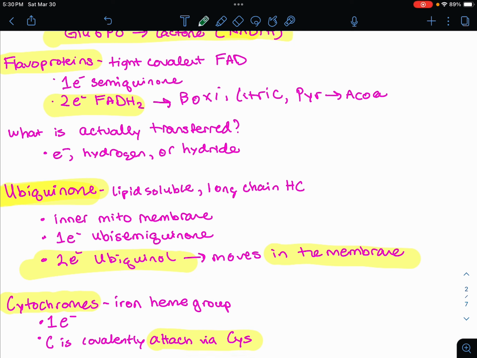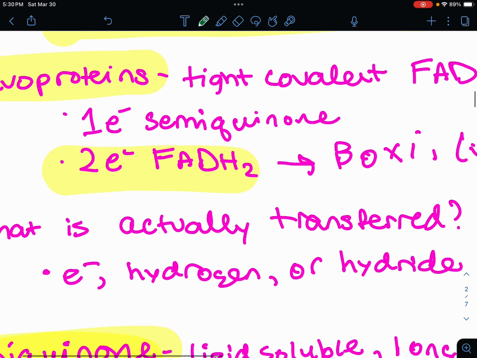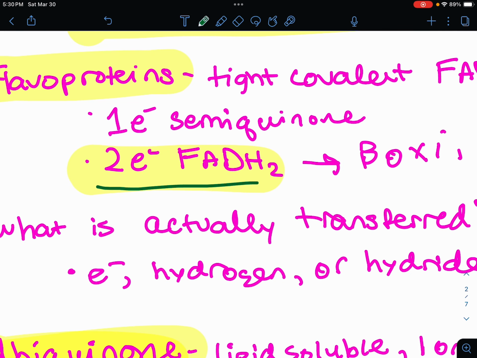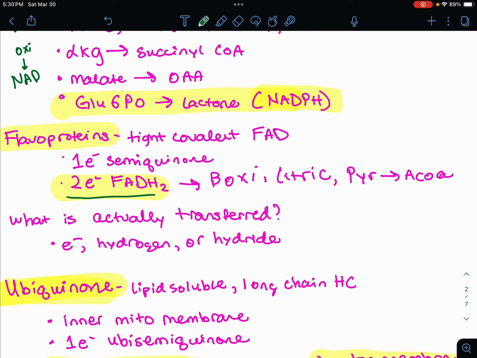Okay, let's talk about the flavoproteins. Flavoproteins are tightly, covalently bound flavin nucleotides, and this will accept either 1 electron. So if it's accepting 1 electron, this is where we get the semiquinone. And then if it's accepting 2 electrons, for purposes of the class, she wanted us to just focus that it's accepting 2 electrons. This is where we get something like FADH2. And we get this from beta oxidation, the citric acid cycle, or again, pyruvate becoming acetyl-CoA. That's where this FAD is involved.